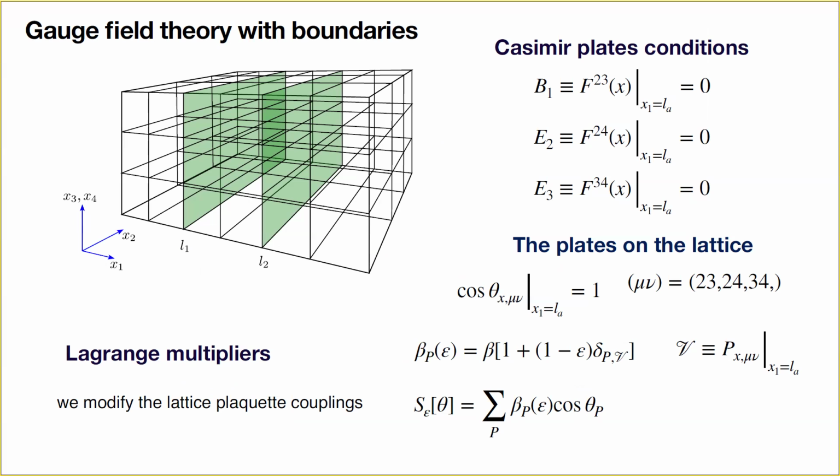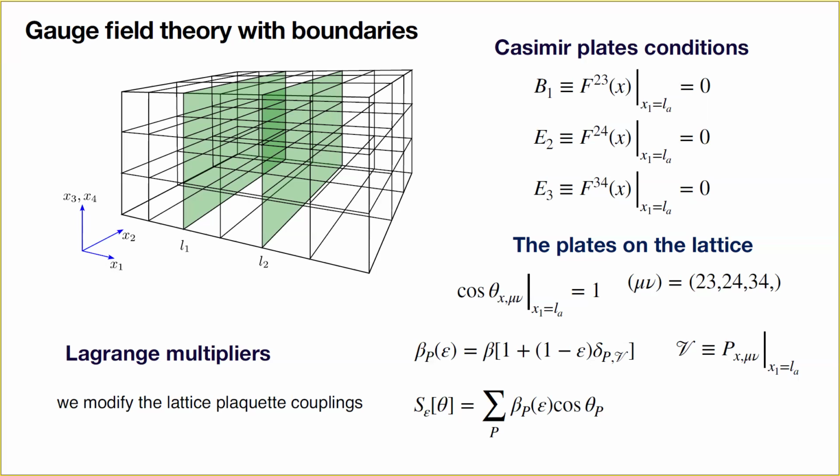So the standard boundary conditions for the Casimir plates are the following. The magnetic field which is normal to the plates is 0, and the electric fields also go to 0. So we have Dirichlet conditions for the electric fields. From the point of view of the lattice variable, we are working with the plaquette angle, the plaquette phase, which I showed in the beginning. So we have this condition for the cosine of the plaquette angle, that it should be equal to 1.